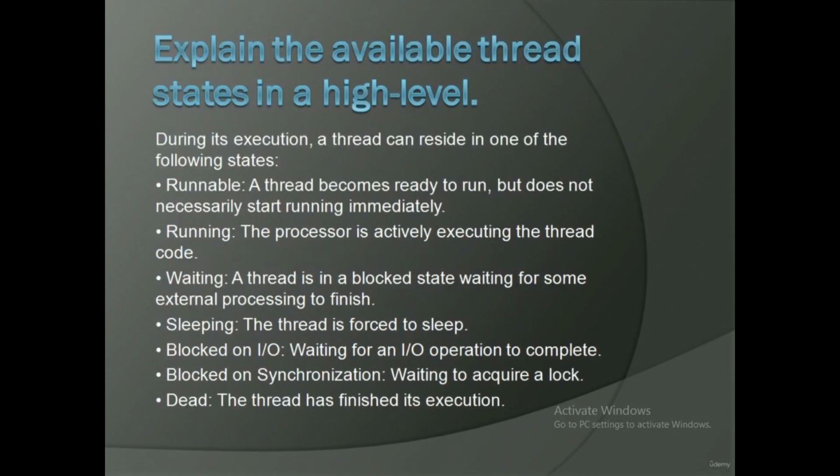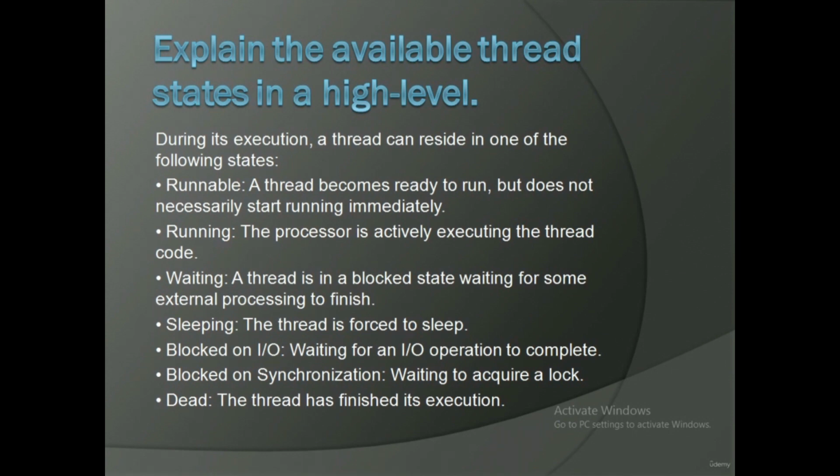Explain the available thread states at a high level. During its execution, a thread can reside in one of the following states. It can be runnable, running, waiting, sleeping, blocked on IO, blocked on synchronization, or dead. Let's see one by one.